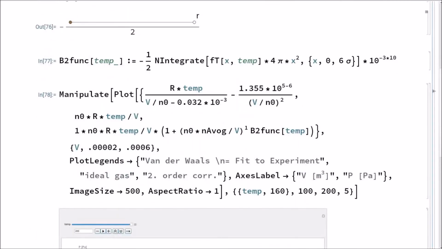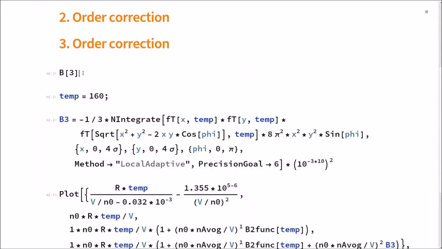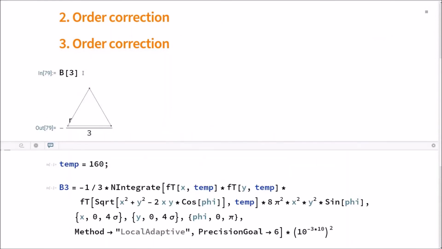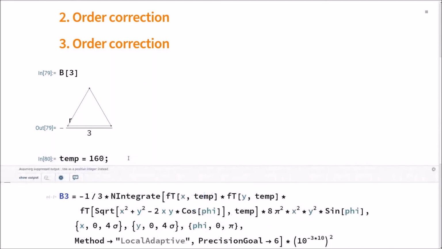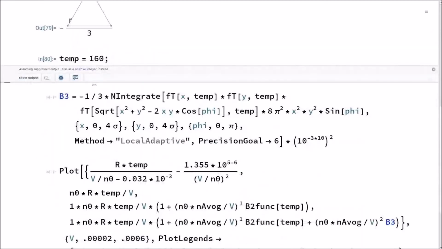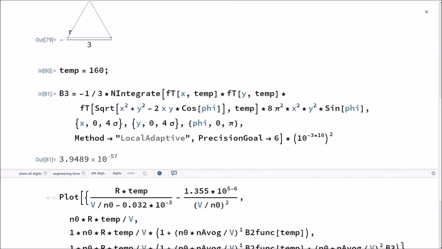So this was the second order. Let's go to the third order correction. What diagrams do we have to calculate? This is this one. This is already a little bit more complicated and takes a little bit, not too long, but I won't do this on the fly, so I did the calculation for this diagram here. It took about 1 second, and this is the result.